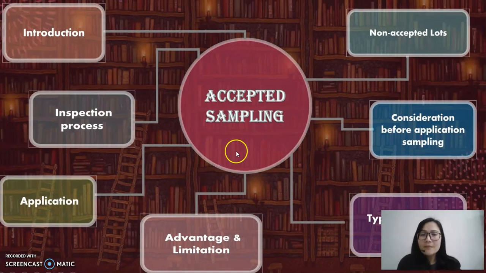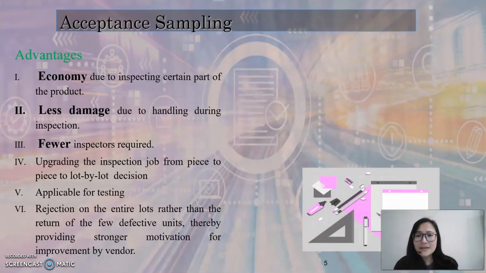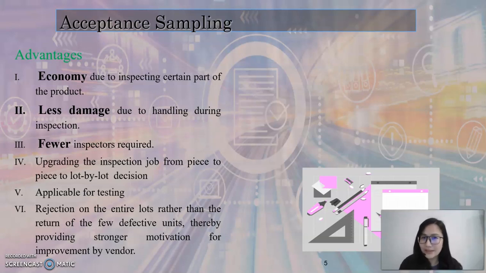Okay, before we go to the planning and documentation for acceptance sampling, what are the advantages and limitations of acceptance sampling? There are advantages. As I mentioned before, this is very low cost as compared to 100% checking, with less damage due to handling during the inspections, and fewer inspectors because fewer items need to be checked.